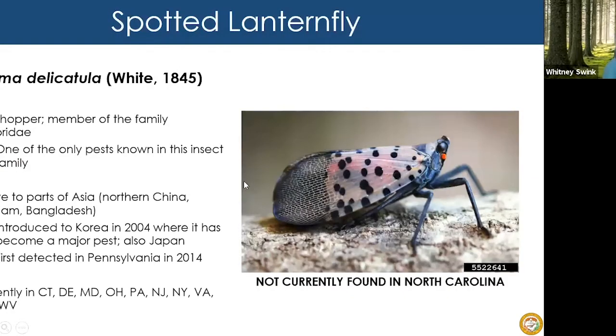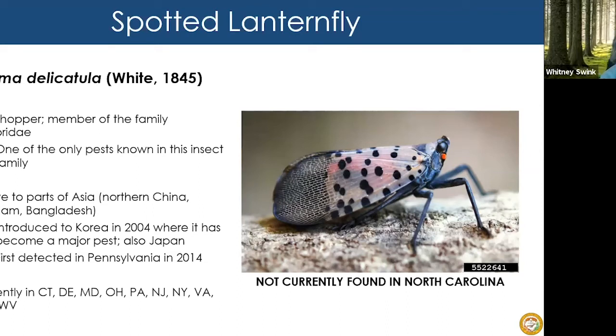All right, so lastly, I want to talk about my big pest. And honestly, I could talk all day about this one insect alone. And if you take anything away from today, this is the pest I want you to be thinking about: spotted lanternfly. This is not yet found in North Carolina, but it is the one that everyone needs to be worried about. It is a planthopper. It's a member of the family Fulgoridae, and it's one of the only pests known in this family.